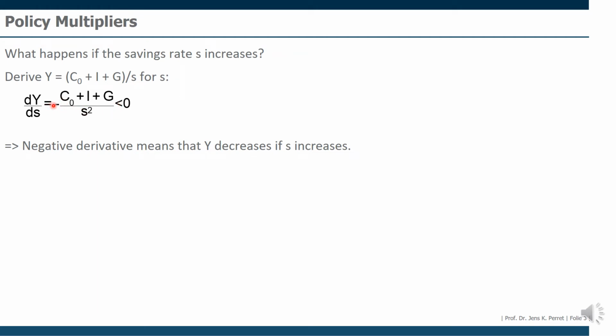So if this is always negative, this means an increase of the savings rate will always have a negative effect on GDP. Well, there's a name for this. This is referred to as the savings paradox. It says if you save more, GDP, income, will decrease. That's the mathematical proof for this savings paradox, again via the idea of policy multipliers.